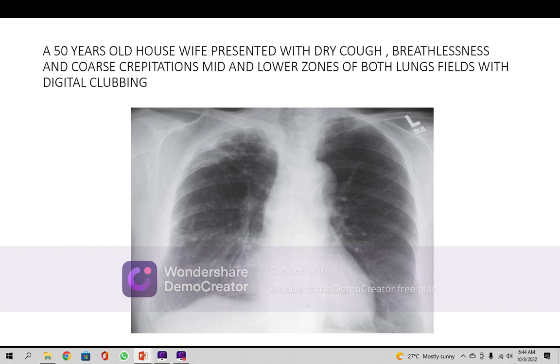The third was a 50-year-old housewife presented with dry cough, breathlessness, and coarse crepitations, maybe fine crepitations, in the mid and lower zones of both lung fields. And she has shown digital clubbing.